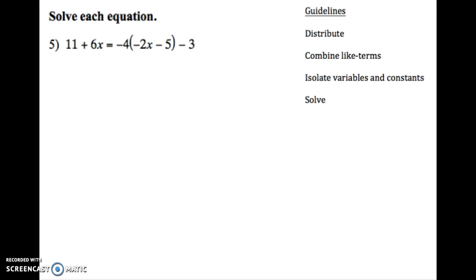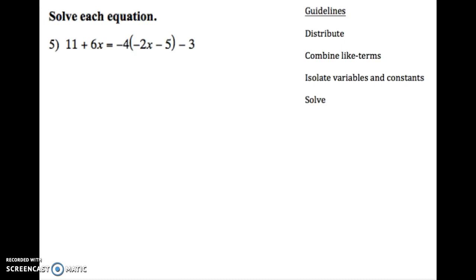And solving equations, the general guidelines are you want to typically distribute first. After that, combine any like terms that you have on each side. Next, you will isolate variables and constants, meaning get the variables on one side, constants on the other. And then you're going to solve.